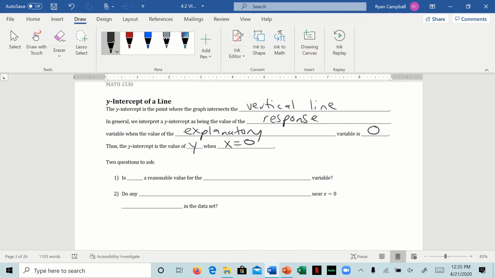So when we are talking about the y-intercept, there are two things to ask ourselves. Does the x make sense? Does it make sense that 0 could be a value for the explanatory variable? Does it make sense that x could be 0? And if that's yes, then do any observations, remember the y values, near x equals 0 exist? Does it also make sense for us to even have any observations near x equals 0? And we'll talk about that as well.